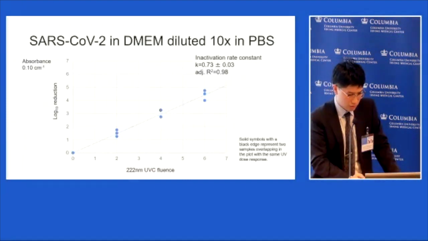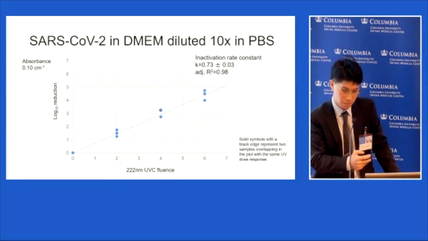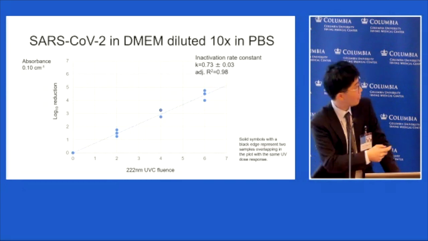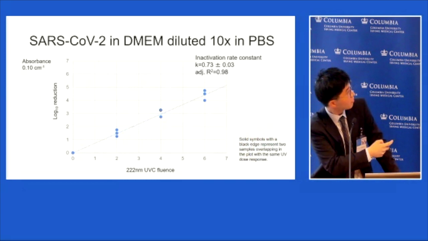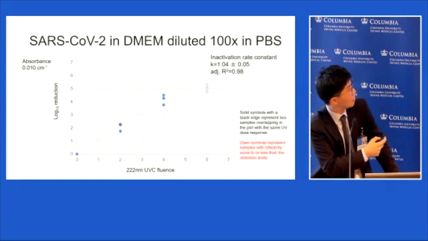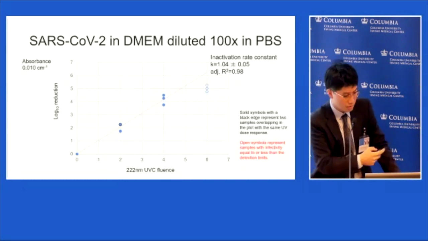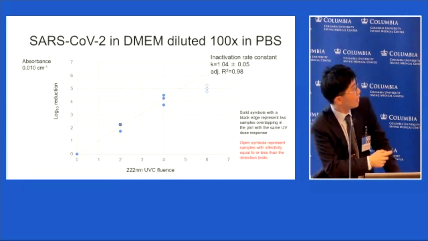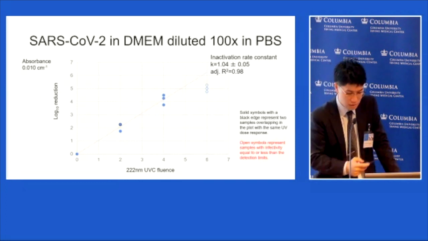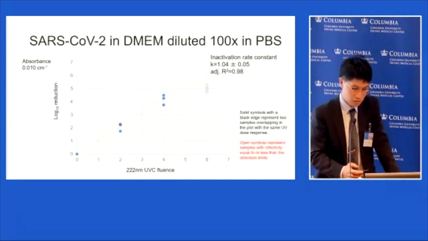This figure shows the inactivation rate of SARS-CoV-2 in DMEM diluted 10-fold in PBS. The K value is 0.73. And this is SARS-CoV-2 in DMEM diluted 100-fold in PBS. The K value is 1.04. This is higher than that of SARS-CoV-2 in DMEM diluted 10-fold in PBS.